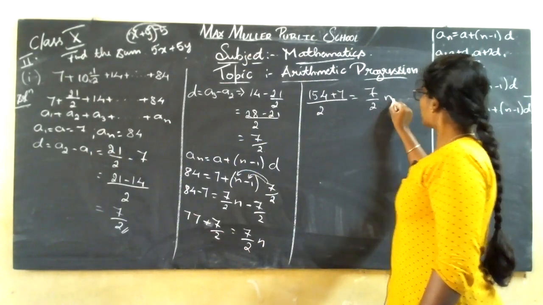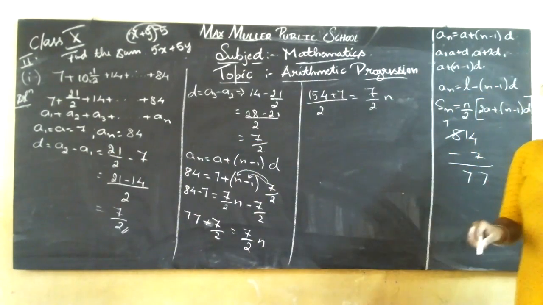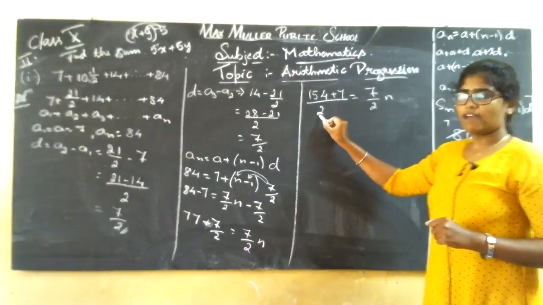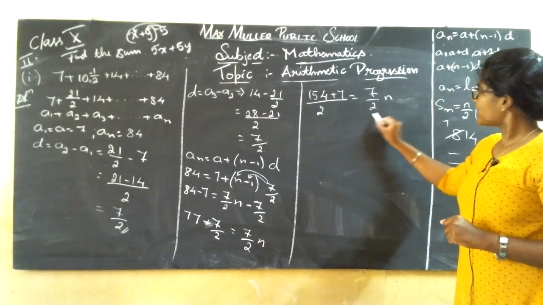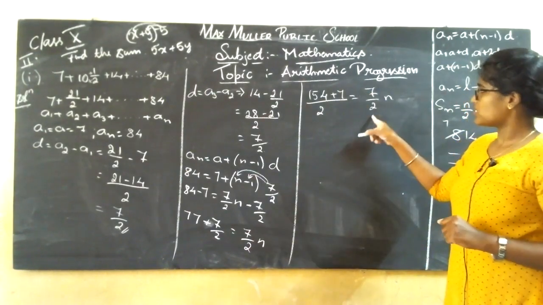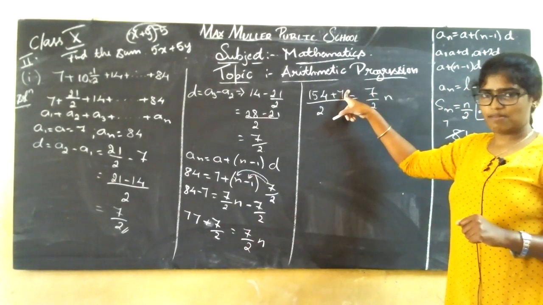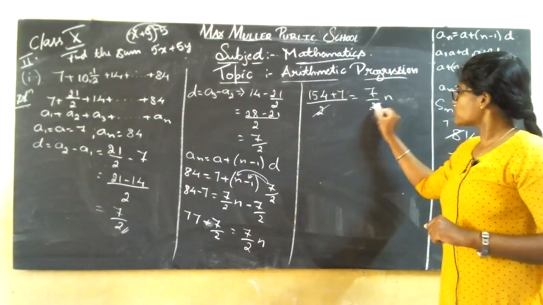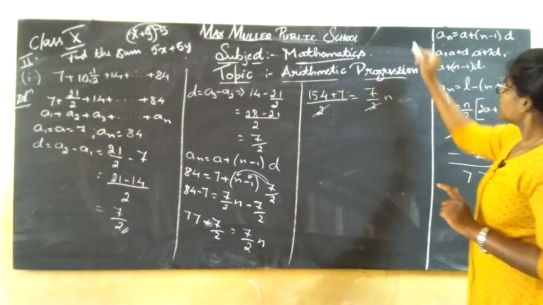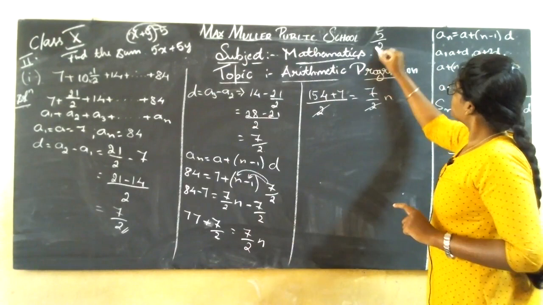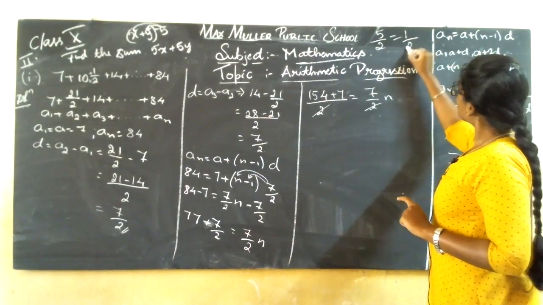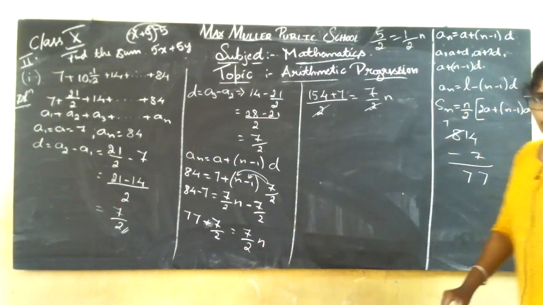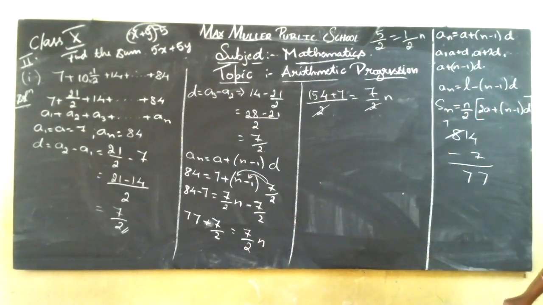by 2n. Now see children, here in the denominator you have 2, and here also you have 2. Correct? If I take this 2 to this side, what happens? Division becomes multiplication. So can I cancel these 2s here? See here, 5 by 2 is equal to 1 by 2n. If it is in this form, 5 by 2 is equal to 1 by 2n.